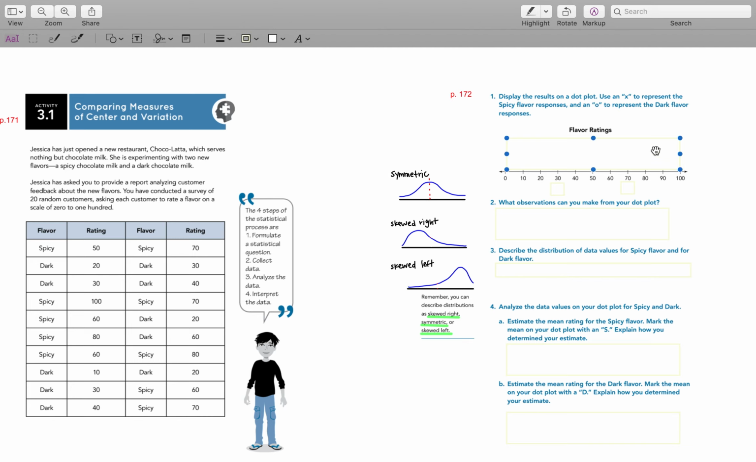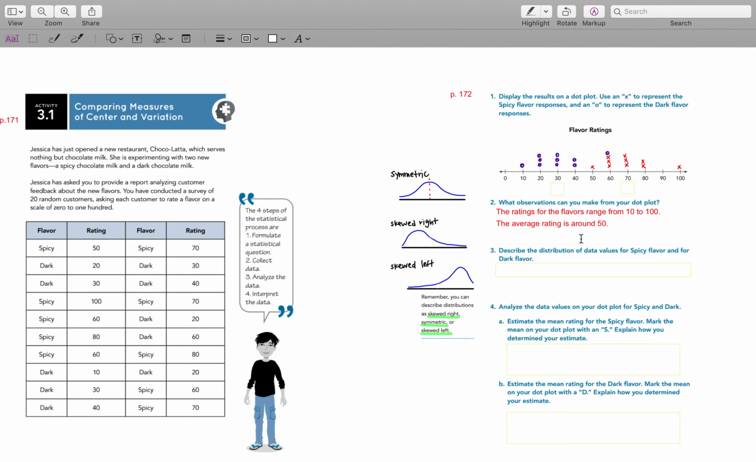All right, so you guys should have gotten something like this. So we have O's for the dark flavor and X's for the spicy flavor. Now, what observations can you make from your dot plot? Well, we can say that the ratings for the flavors range from 10, so that was the minimum, and the maximum was 100, so it was ranging from 10 to 100. Okay, the average rating is around 50. So it looks like the middle number would be about 50.